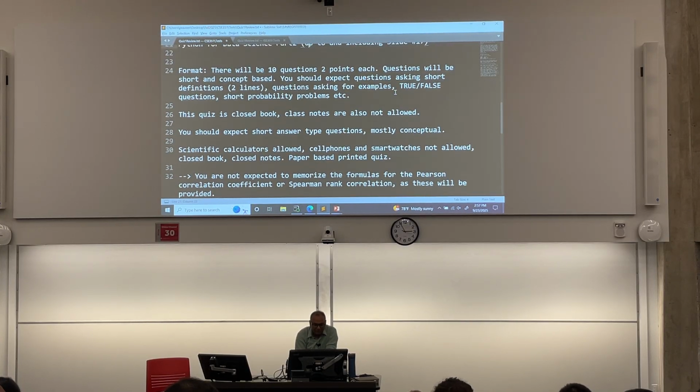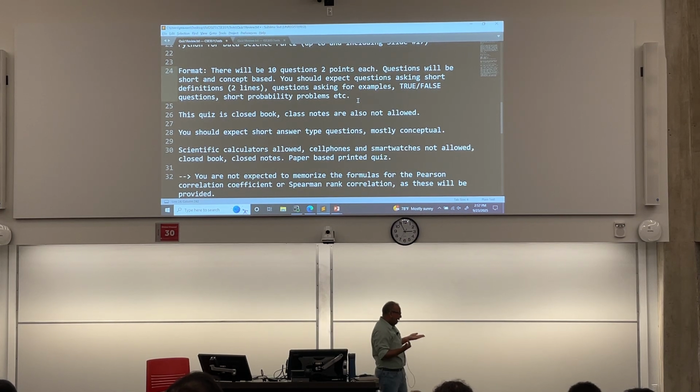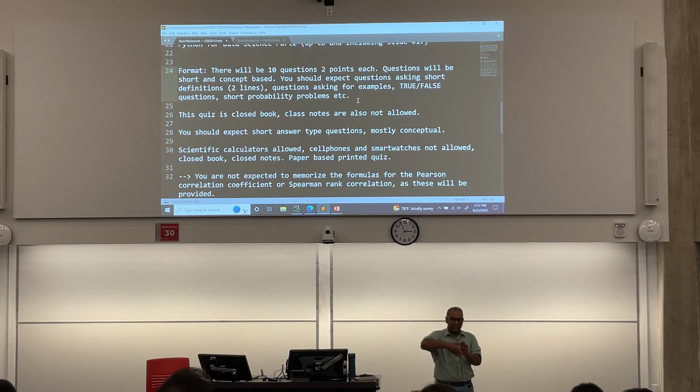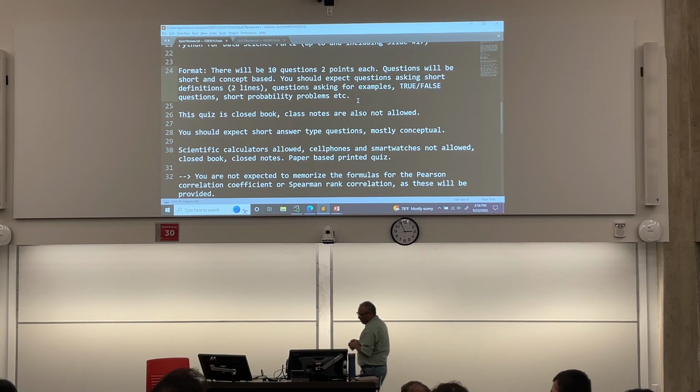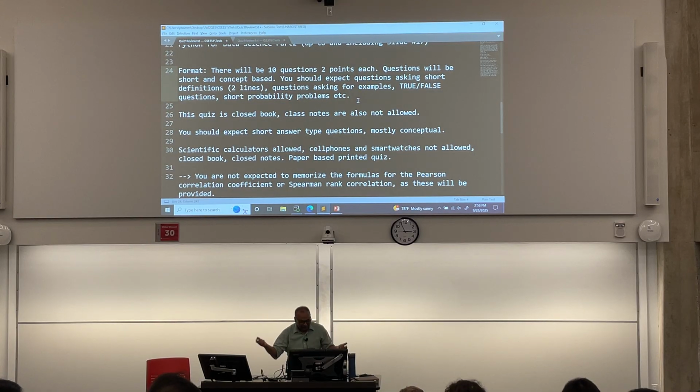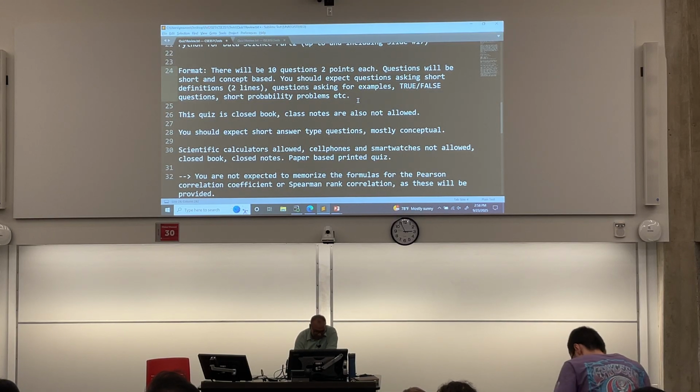The format: there will be 10 questions, 2 points each. Questions will be short and concept based. You should expect questions asking for short definitions, 2 lines, don't write too much. But I'll give you sufficient space, maybe 2 pages printed one side, and you can answer on both sides. You won't need additional paper, but we'll bring some extra paper if you need it.